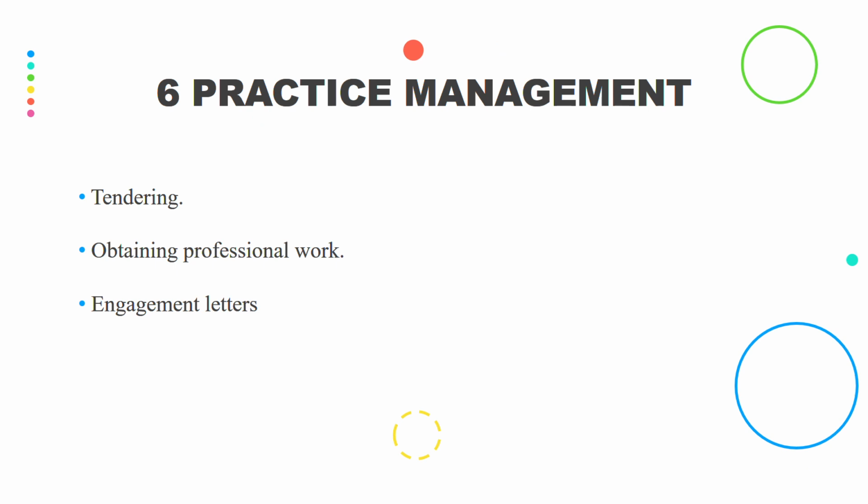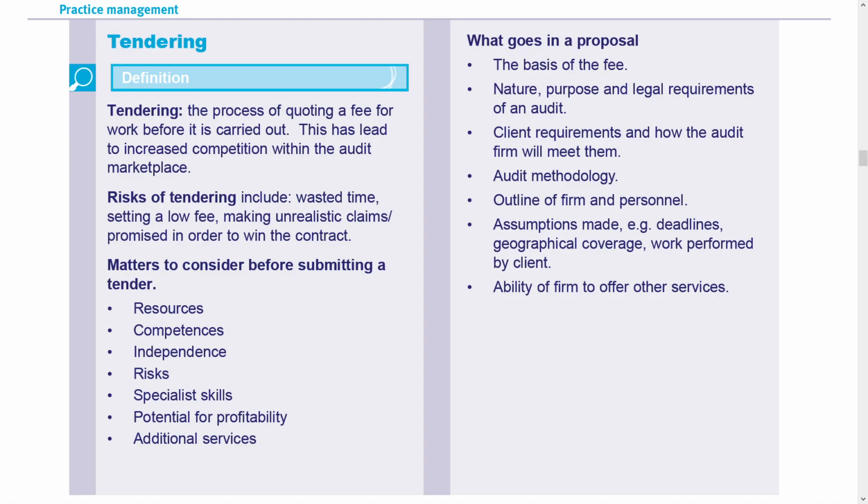Next, last topic for today, practice management. Okay, under practice management we are going through tendering, obtaining professional work and engagement letters. So what is tendering? The definition is the process of quoting a fee for the work before it is carried out. Okay, this will be the fee you will be getting for the work that you are going to carry out. It is quoted before the work is going to happen, the fee is decided. That is known as tendering. Because of this, competition increases within the audit marketplace.